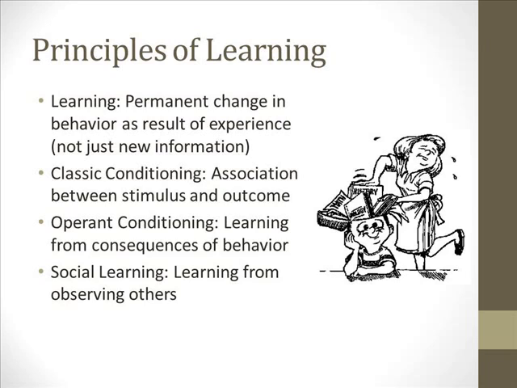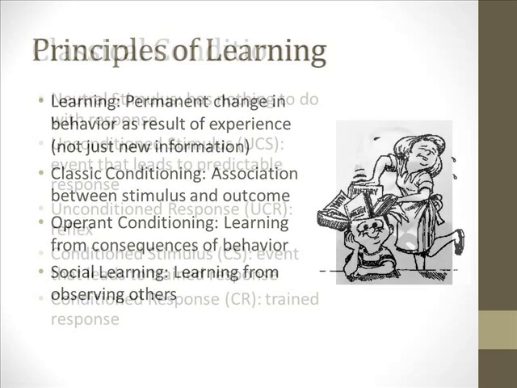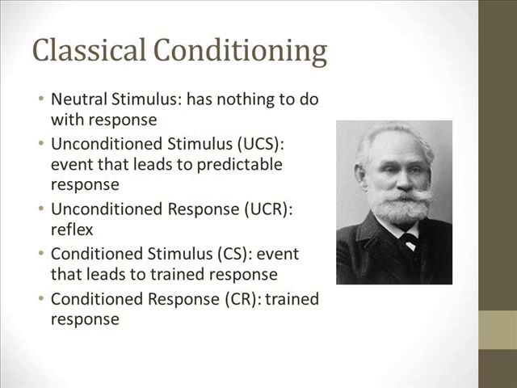Social learning, which is the third type of learning that we're going to talk about, is learning from observing the actions of others. So we see things happening out in our world, we see what happens when somebody does something, and boom, we've made an association and we've learned from it. That would be social learning. So let's talk about these one by one.